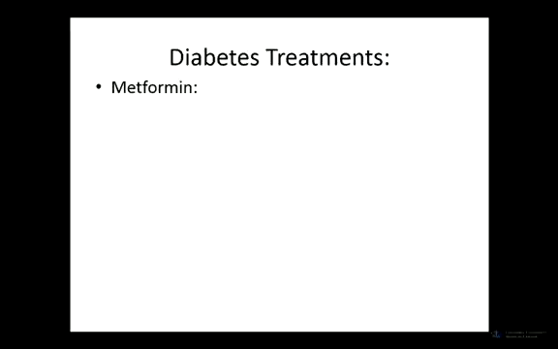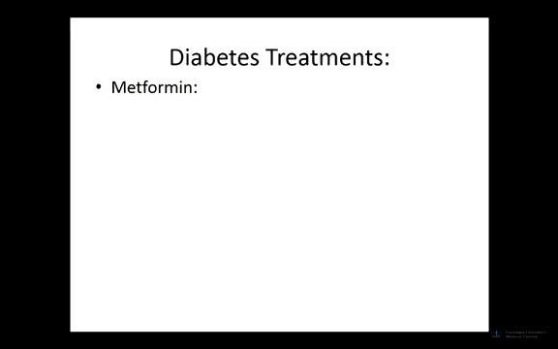So let's just go over the treatments for diabetes. So metformin is the first-line agent for type 2 diabetes. It is not the first-line agent for type 1. The first-line agent for type 1 is insulin because they're insulin deficient, and because they don't have insulin, that's the treatment of choice for type 1.